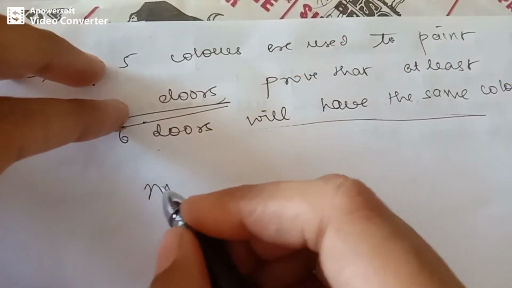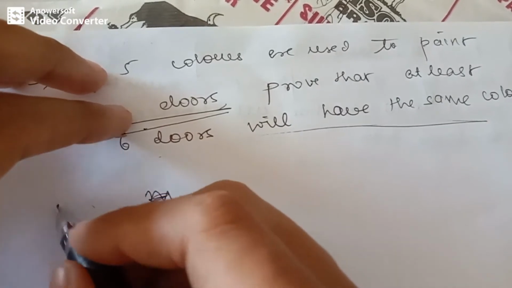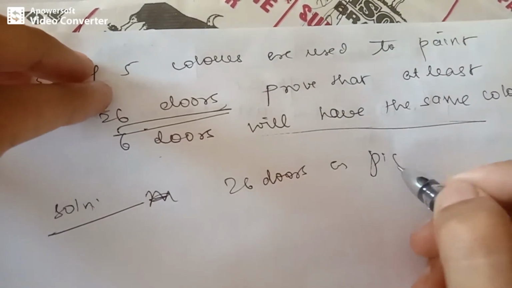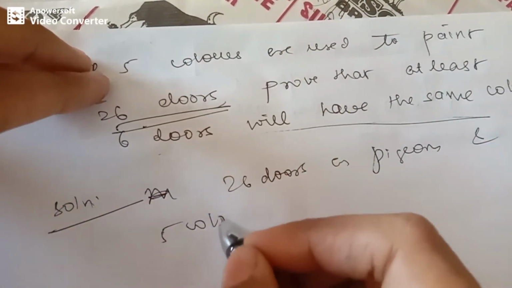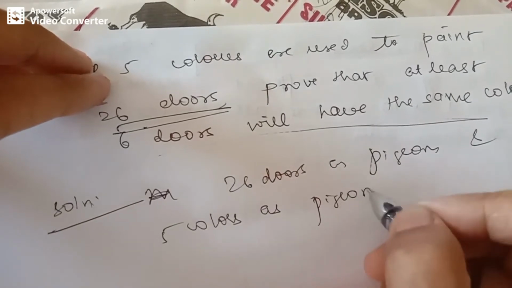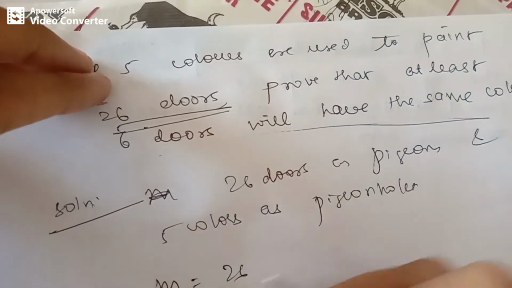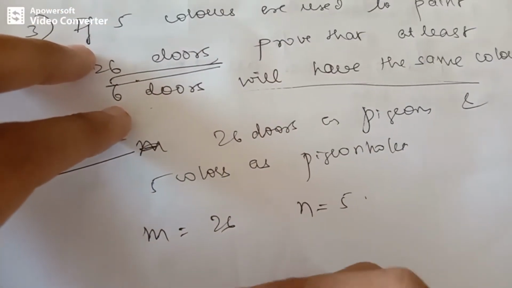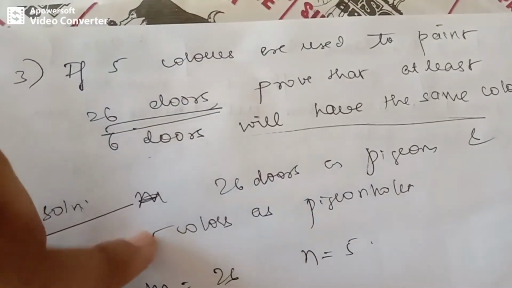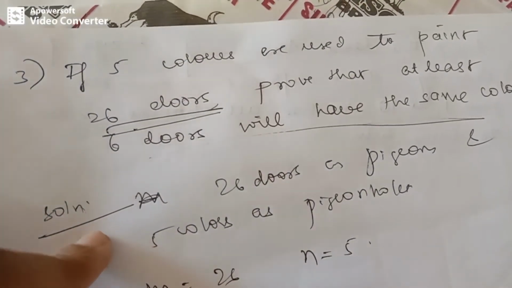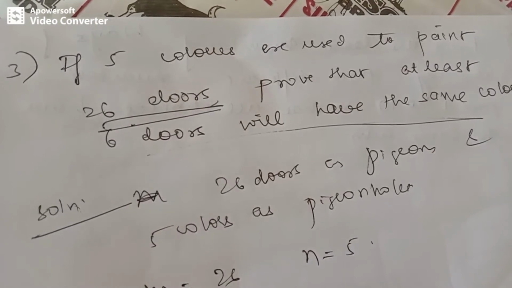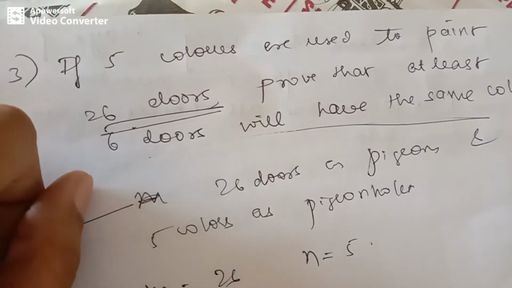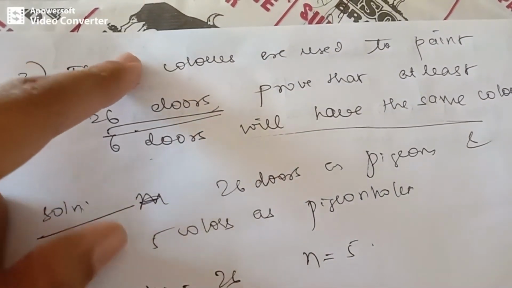So now let's decide what is m and what is n. You can write it in a statement: treating 26 doors as pigeons and 5 colors as pigeonholes. So we can write directly m is 26 and n is 5. Okay. So we find that by the pigeonhole principle, at least one pigeonhole, that is at least one color, or in the sense the same color, can be applied to how many doors, that is what we have to prove, or how many doors will have the same color.